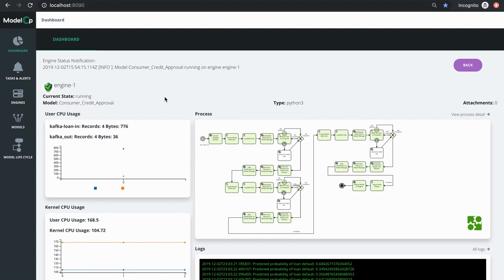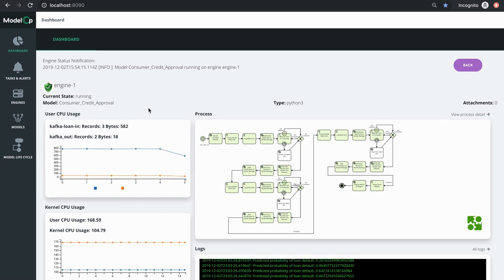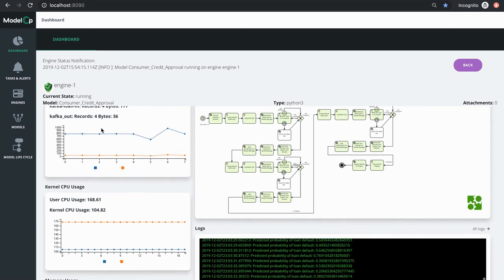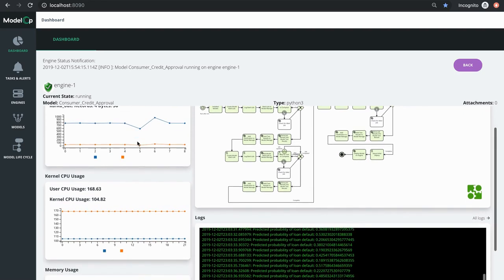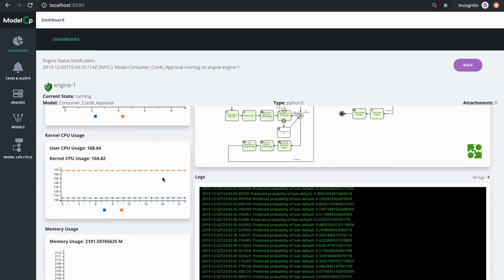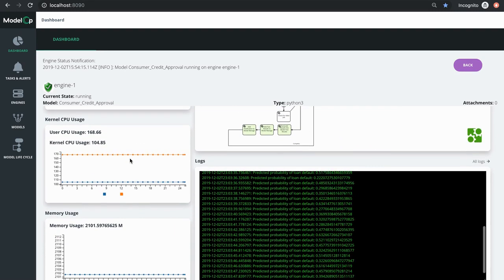Once we have registered that model, our life cycle has put it into business, we can then get some really detailed metrics into how that model is performing. This case is a consumer credit approval model that is leveraging Kafka in the input as well as on the data egress side. So we capture the input and output records and bytes that are running through the model. As well, we capture some of the infrastructure metrics, the CPU and memory.